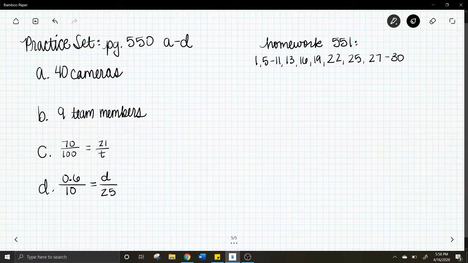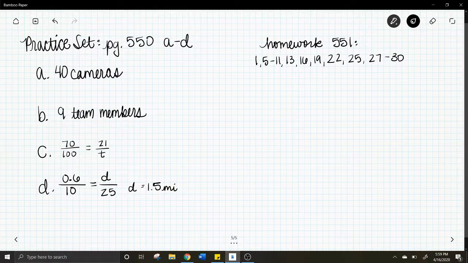So that's the proportion you would fill out without even having to do a percent box or a ratio box. And you would find that the distance she could walk is 1.5 miles. So to solve that, just cross multiply and solve.